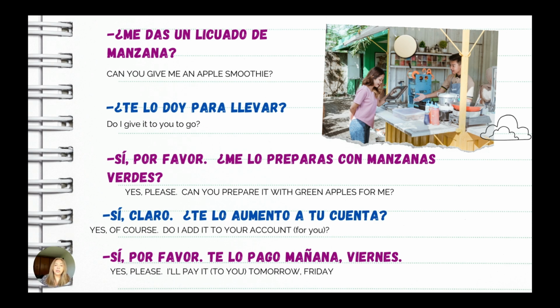Sí, por favor. ¿Me lo preparas con manzanas verdes? Can you prepare it for me with green apples? Sí, claro. ¿Te lo aumento a tu cuenta? Do I add it for you to your account? Sí, por favor. Te lo pago mañana, viernes. Yes, please. I'll pay it to you tomorrow, Friday.